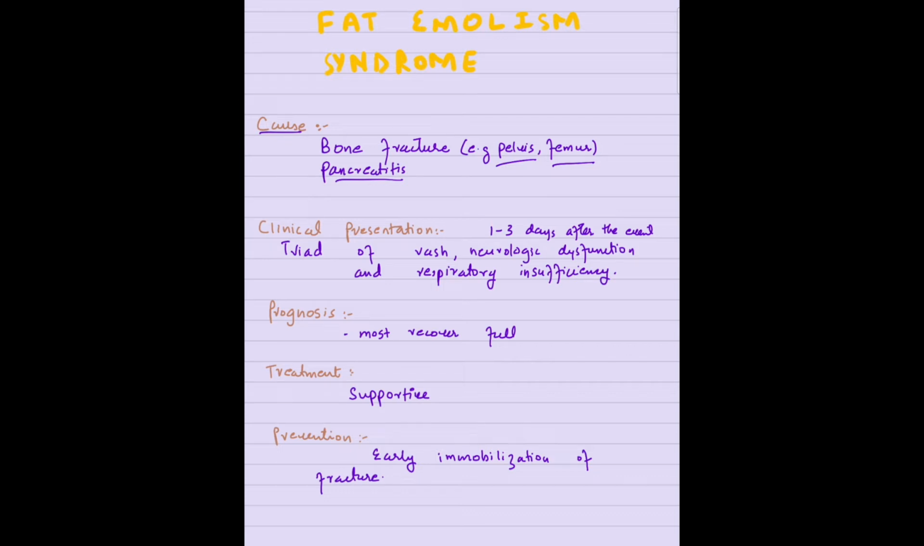Let's then talk about the clinical presentation. The clinical presentation is really important in fat embolism syndrome because it is mainly a clinical diagnosis. So you see what the patient presents with clinically, and from that you make the diagnosis of fat embolism syndrome. The clinical presentation occurs about 1 to 3 days after the event, and it classically presents with a clinical triad of respiratory insufficiency, rash, and neurologic dysfunction. So now let's explain this clinical presentation.